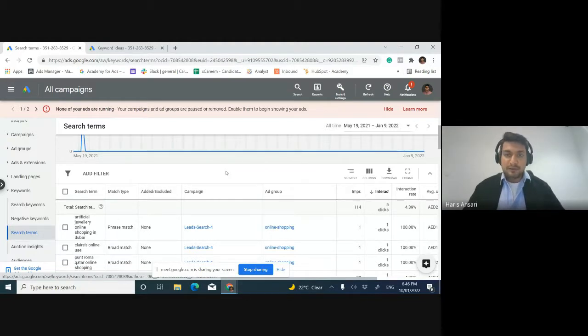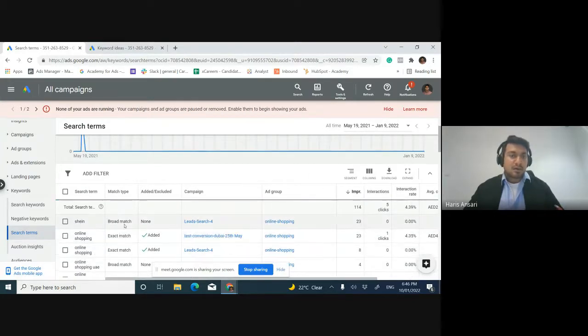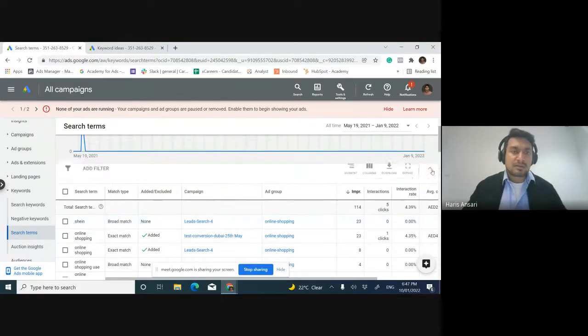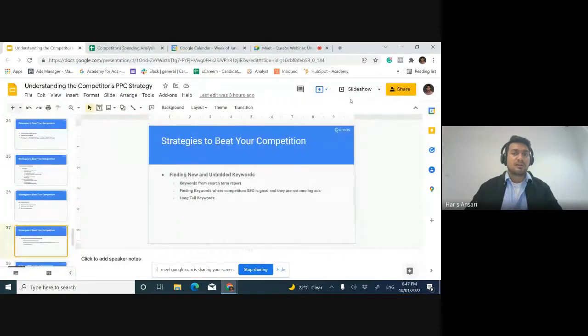So if you find any search term which has higher impressions and is not included in your ad groups, not included as a keyword in your campaign, you can simply select it and add it as a keyword or as a negative keyword. If you think that you don't want to serve this keyword, just add it as a negative keyword. So this is one process of hunting for new keywords.